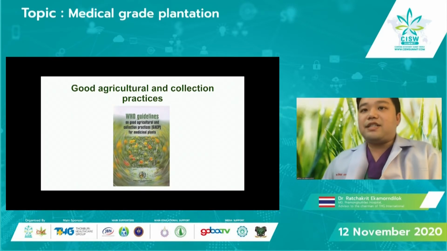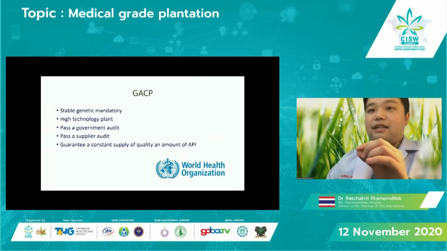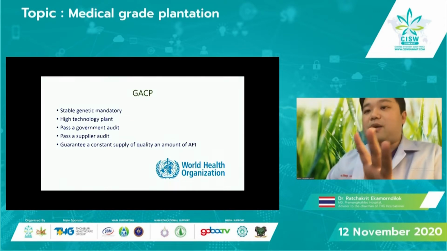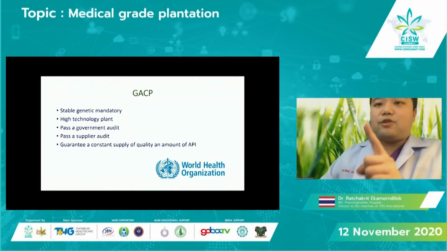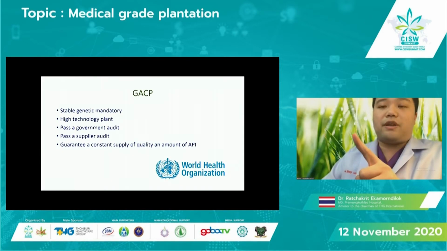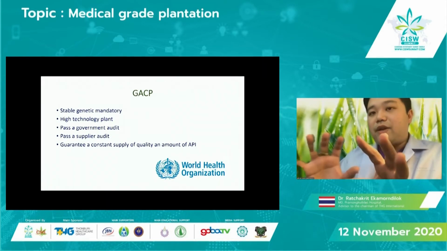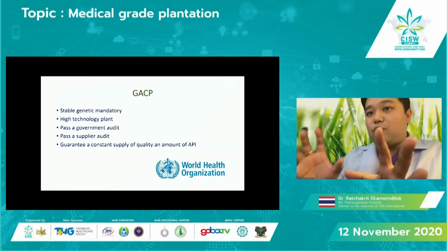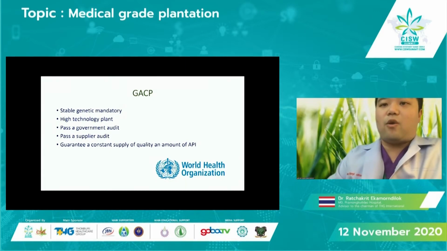GACP. GACP is Good Agricultural and Collection Practice, and it depends on the WHO. GACP requires stable genetics, mandatory. What is stable genetics? When you plant, you need stable plant genetics, so it does not change in the second or third crop. It's part of the government audit and the supplier audit, and you need a guaranteed constant supply of API.